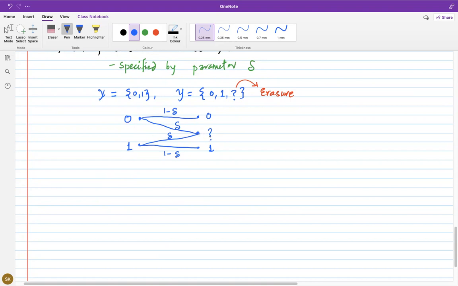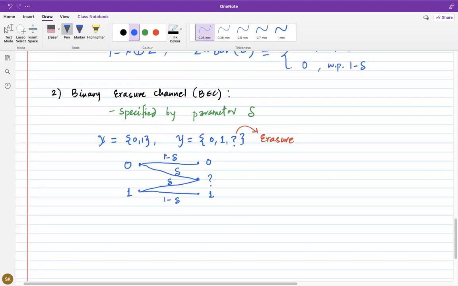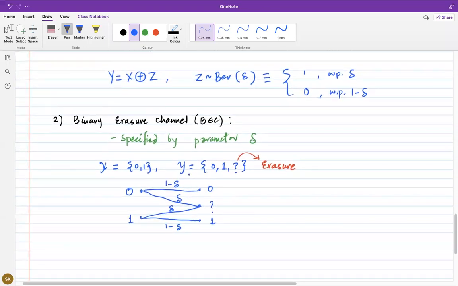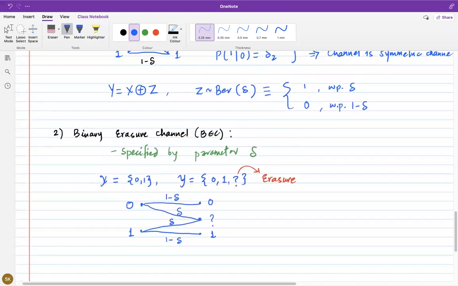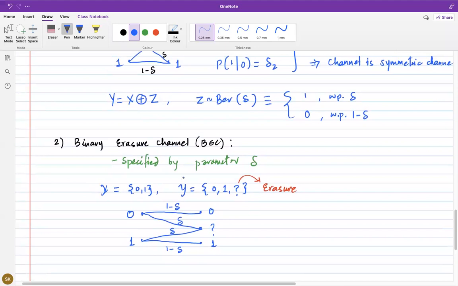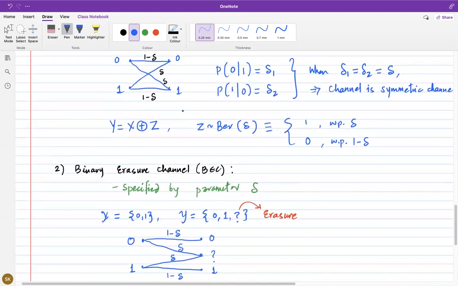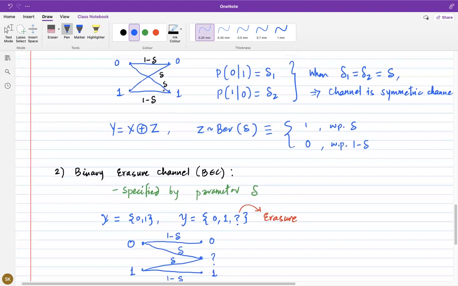So the only problem here is that whenever your symbol gets erased, you don't know which message it was coming from. Okay. So note that this eraser channel is actually a better channel, I would say, or less noisy channel than the BSC, because whenever you have an error in, let's say, the binary symmetric channel, you don't know the location of errors.